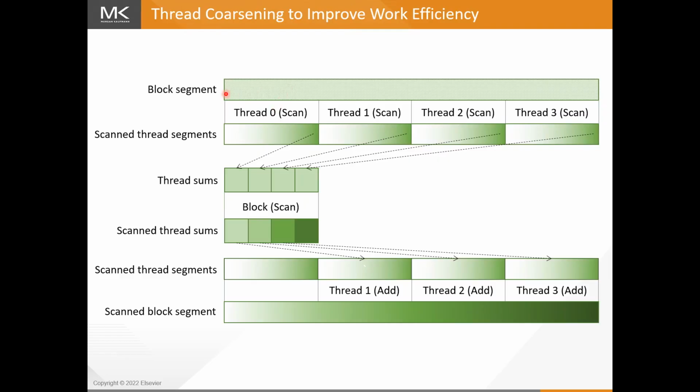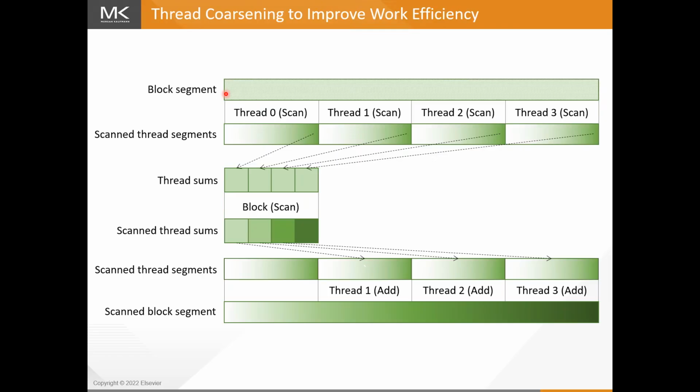Okay? So to achieve coalescing, what we're going to do is load this block segment from the global memory to the shared memory in a coalesced way. And once it's in shared memory, we are going to do this strided access where each thread is going to do its own sequential scan. Is that clear? Any questions?